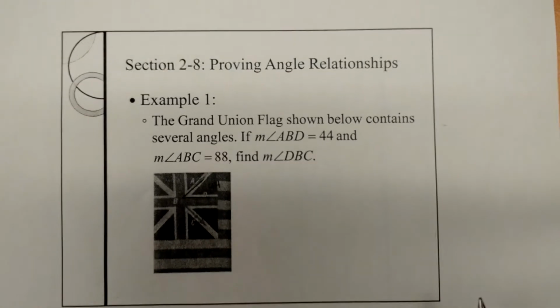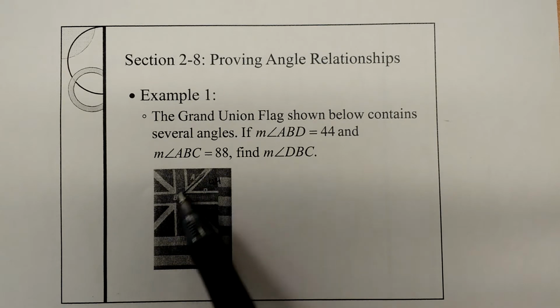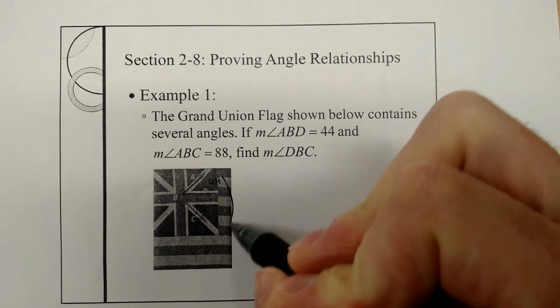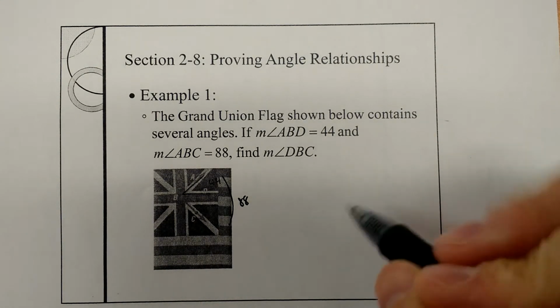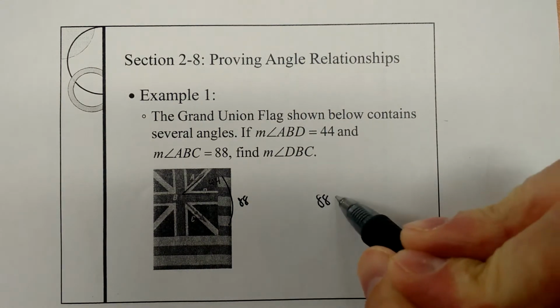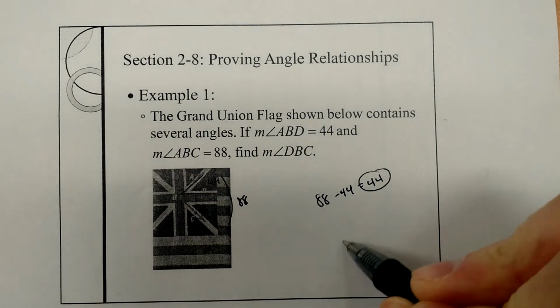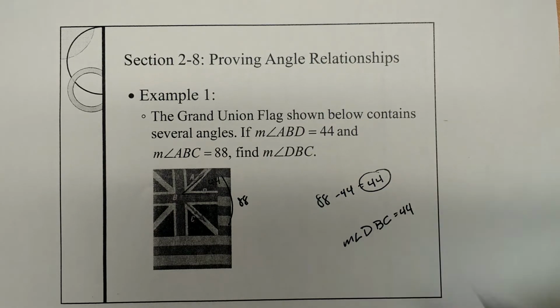So example 1. We've got the flag shown below. Angle ABD is 44. It tells you also that ABC is 88. And how much is DBC? Well, if the full thing is 88, you can subtract off the part you know to get the part that you don't. So measure angle DBC is equal to 44.